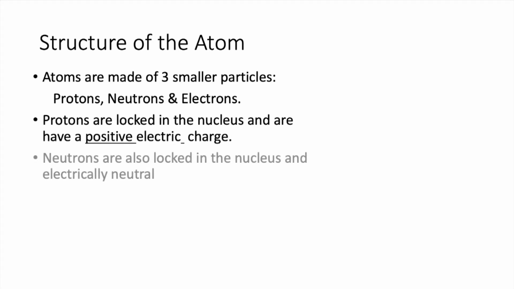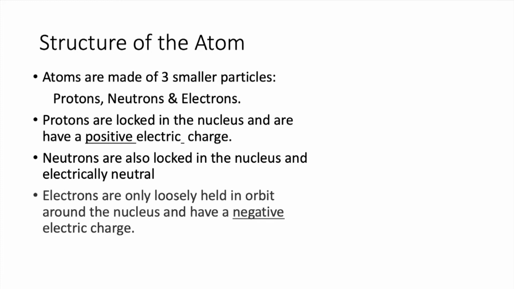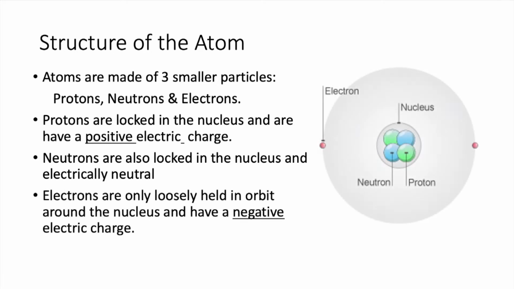The protons are locked in the nucleus and they have a positive electric charge. Neutrons are also locked in the nucleus and they're electrically neutral. And those electrons are only loosely held in orbit around the nucleus and they have a negative electric charge.